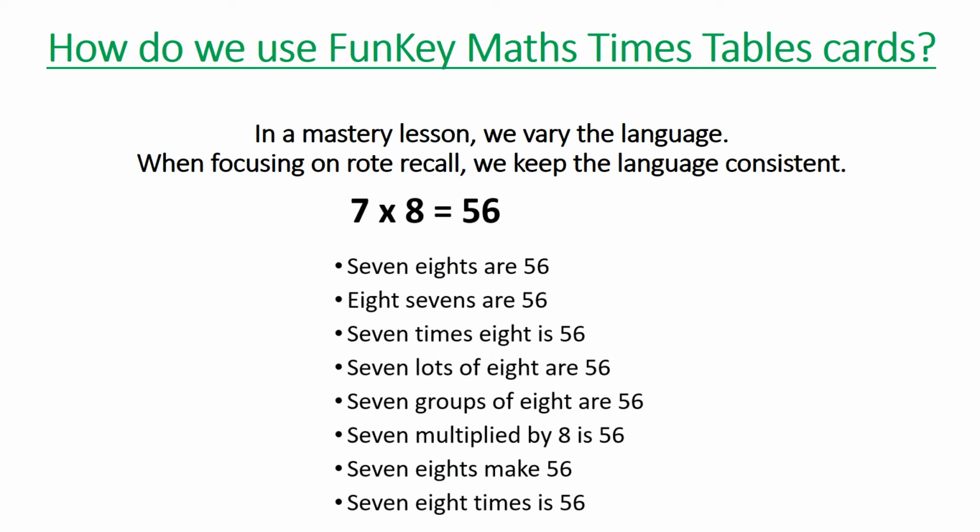Now we're going to explore how we use Funky Maths Times Table cards. In a mastery lesson, we vary the mathematical language. When focusing on rote recall, we keep the language consistent. So here you can see how we vary the language. We have the times table fact, 7 times 8 equals 56. We can say this as 7 8s are 56, 8 7s are 56, 7 times 8 is 56, and so on. So there's lots of different ways that we will explore saying this fact within a mastery lesson.